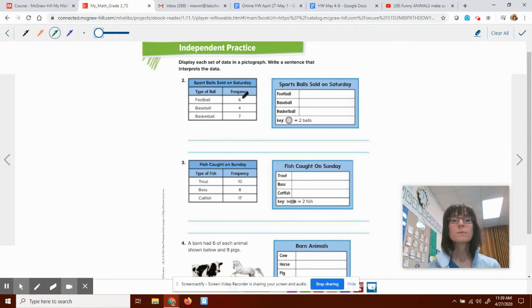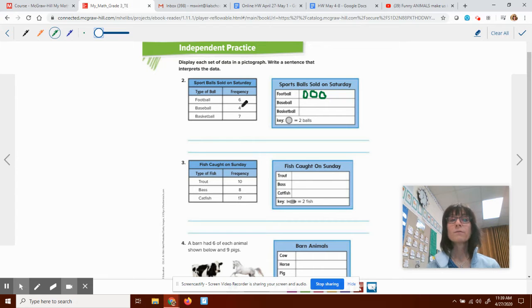The frequency tells me I have 6 footballs. The key on my pictograph says that each ball is going to represent 2. So how many times does 2 go into 6? Well, let's see. This would be 2, 4, 6. I would put 3 balls because that represents 6 footballs.